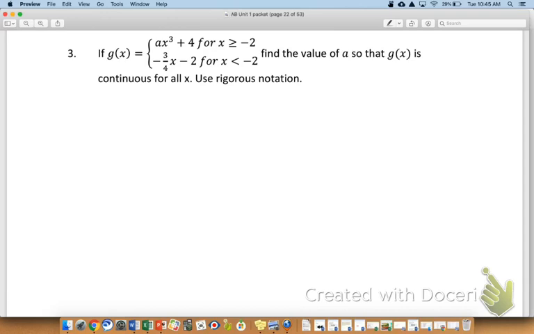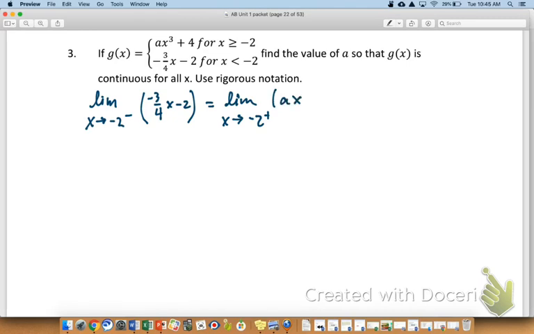And so we're going to use our good limit notation, right, because I'm asking you about continuity. So let's start off like this. Hopefully this will be a good reinforcement for our last one. I'm going to say limit as x approaches -2 from the left. What's the left piece? Is the left piece the cubic or the line? It's the line. So I'll just put -3/4 x minus 2 has to equal the limit as x approaches negative 2 from the right of the cubic, ax cubed plus 4, bless you, and that has to equal g of negative 2.